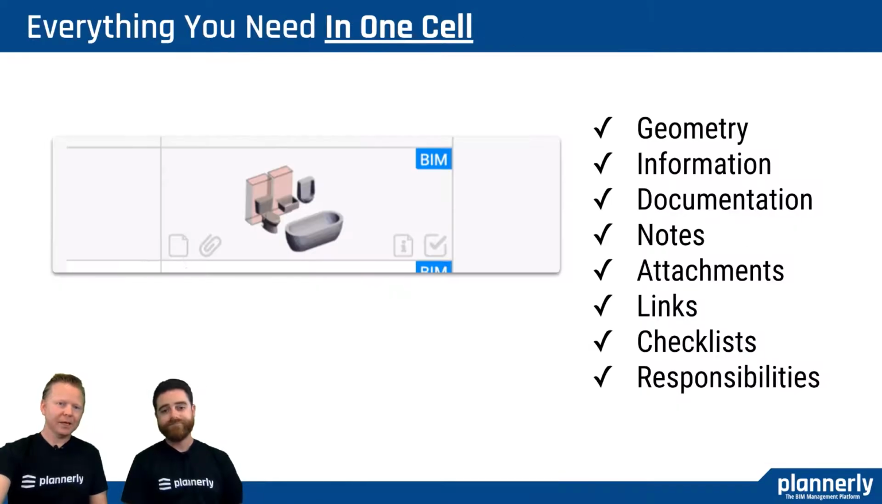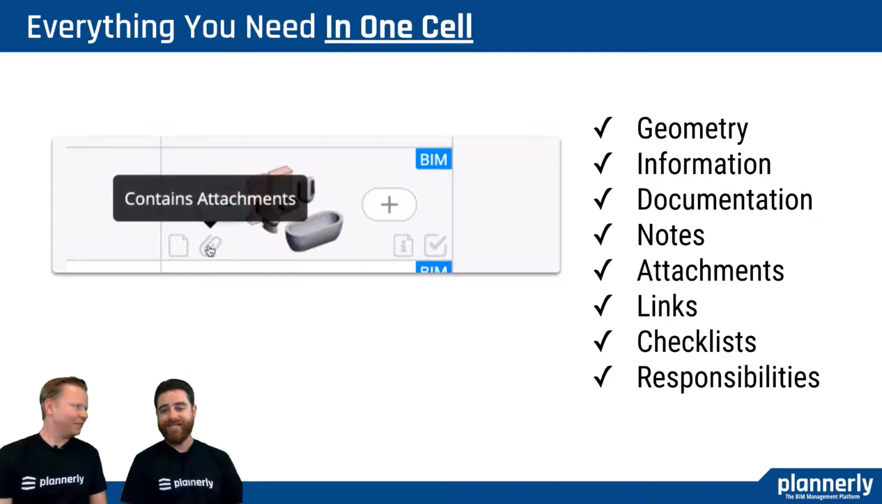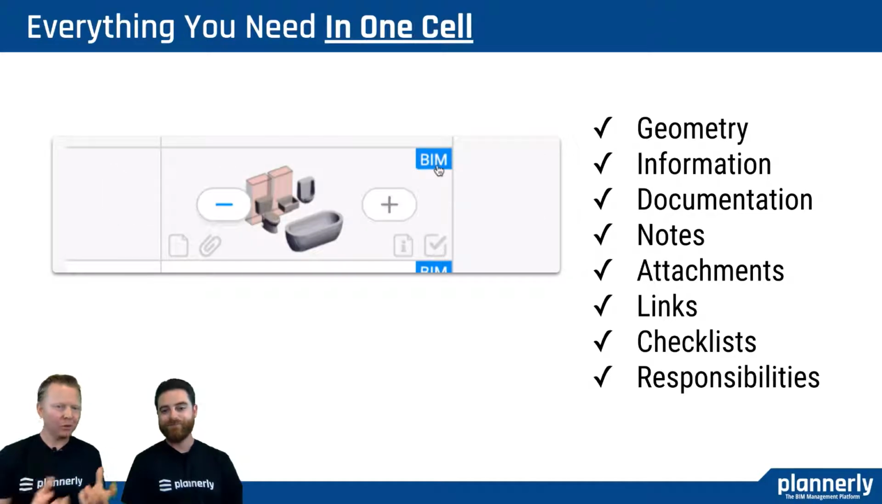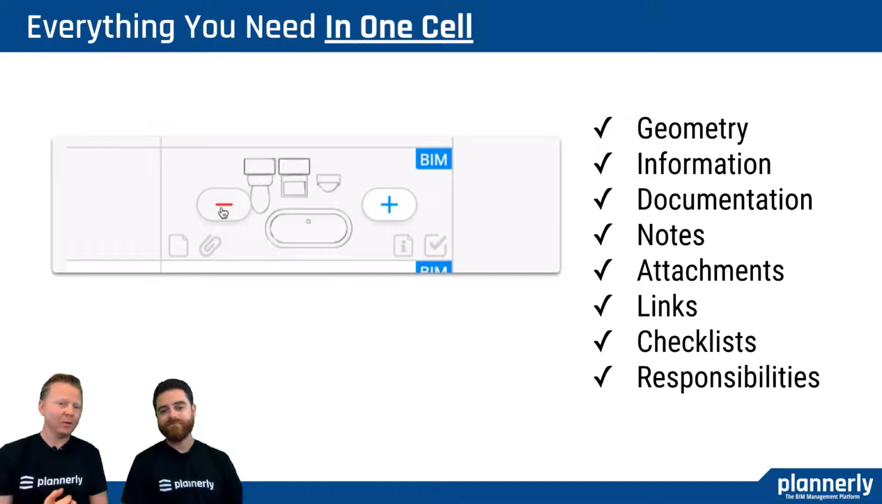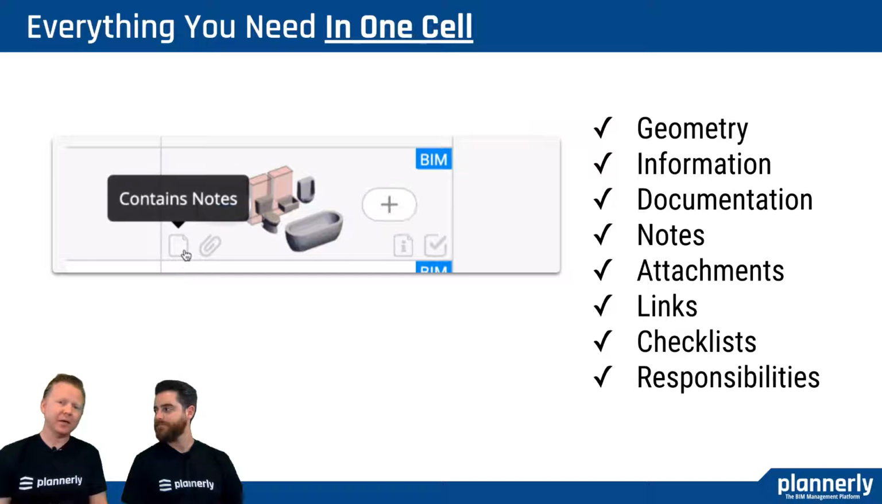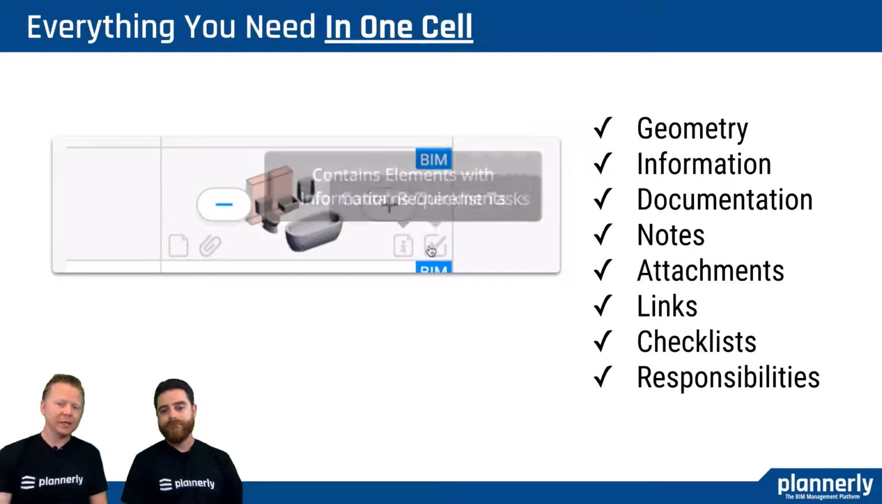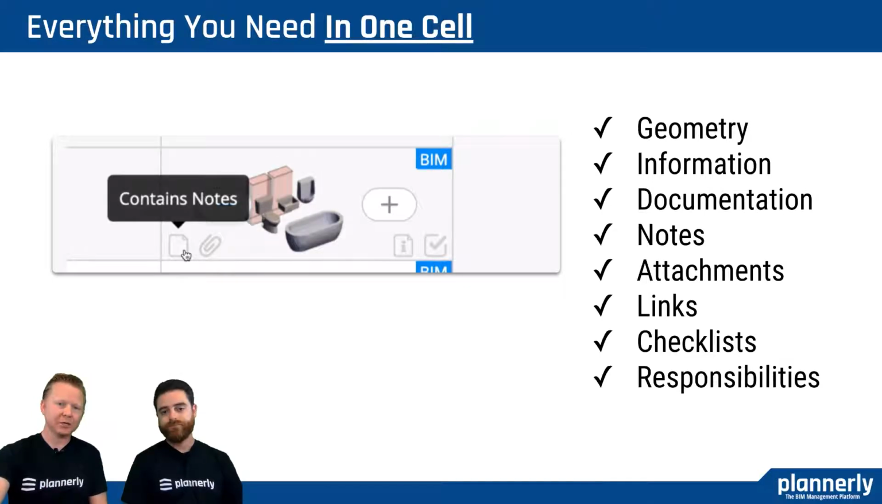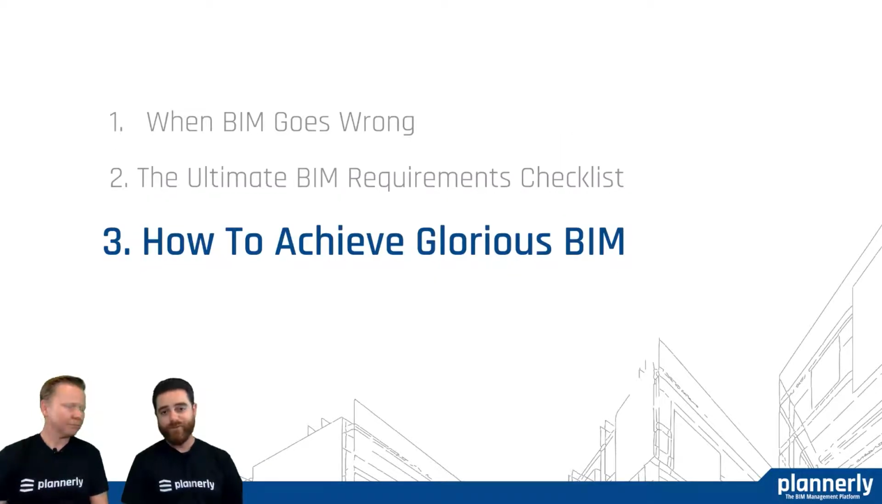And we recommend that you have everything in one place. So capturing all of those requirements in one cell, we're able to really clearly define a lot of data in a very rich but very condensed way. And we see everything from the geometric requirements, who is responsible, what the information requirements are, the checklists, attachments, notes, etc. Who's responsible? One of the most important ones. Who owns that deliverable?